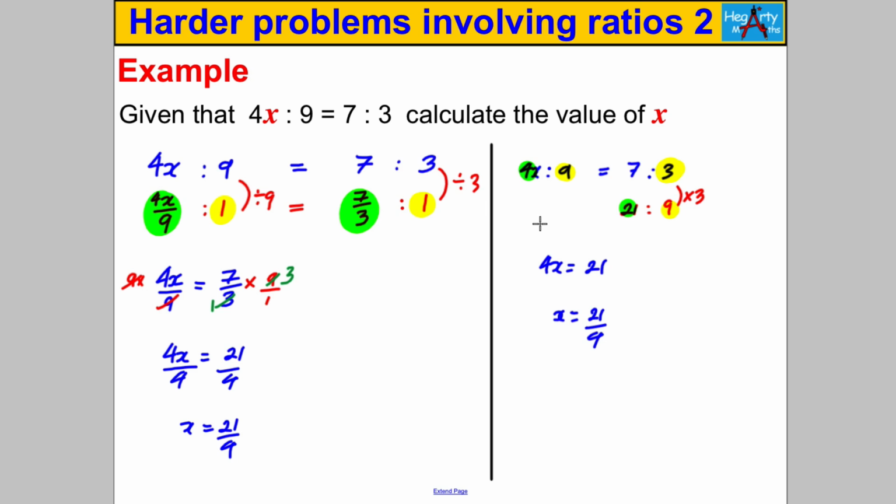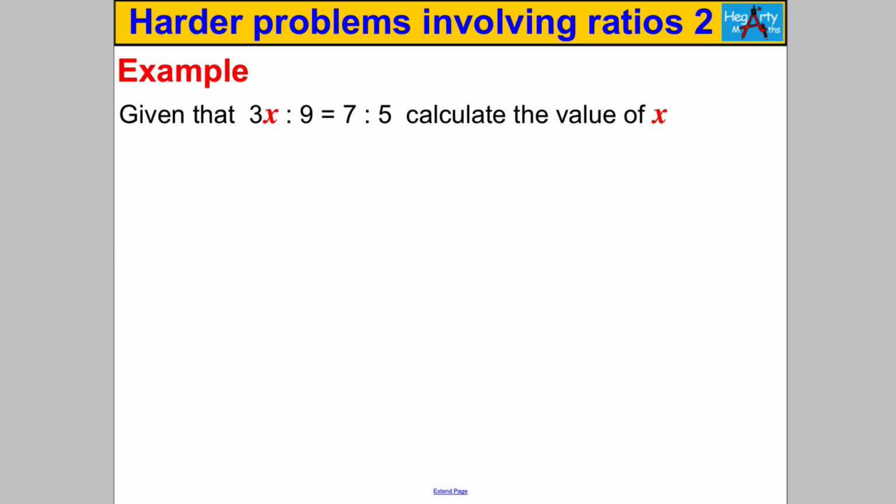So both options work. I'm going to stick with this making one of the sides 1 because it's foolproof for me, and I want to practice my algebra, but there are other ways of doing these problems. Let's do another one. Pause the video, have a go.